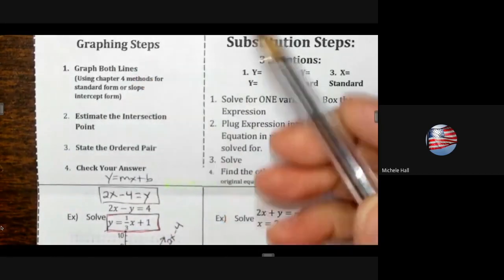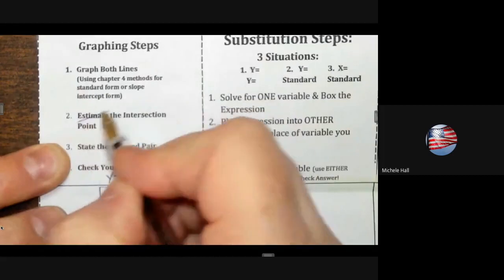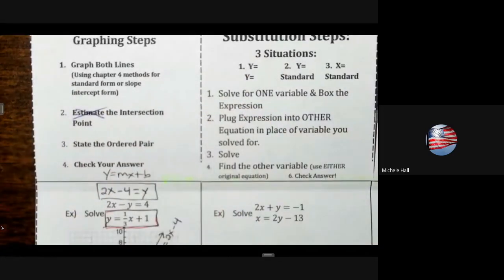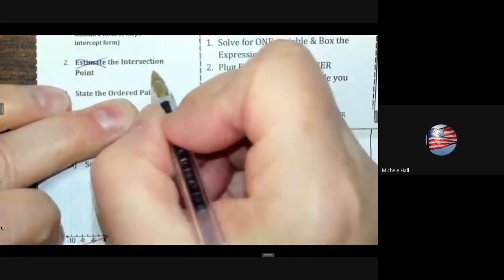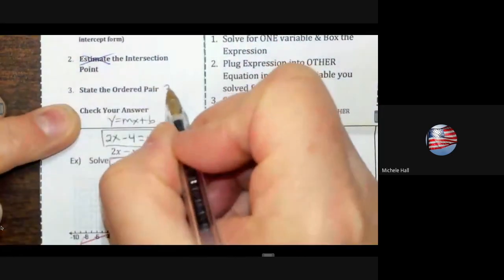Graph both lines. Estimate the intersection. The word estimate is not really good for when you're trying to find exact solutions. Here we see that we got exactly 3, 2. State the ordered pair.